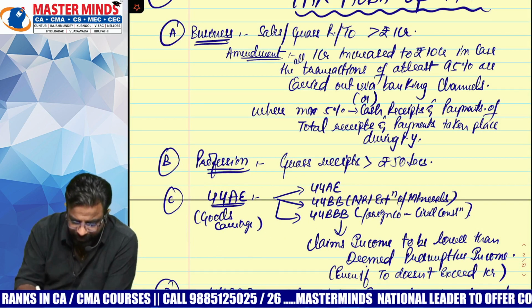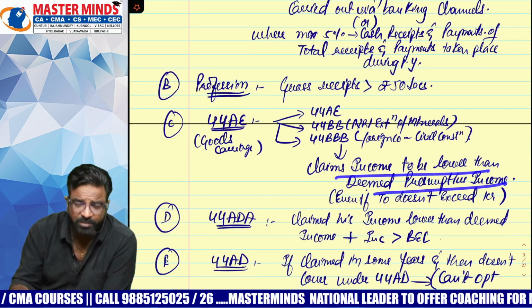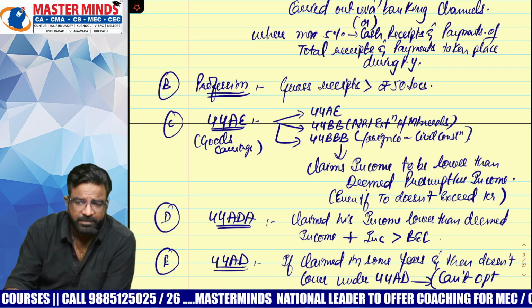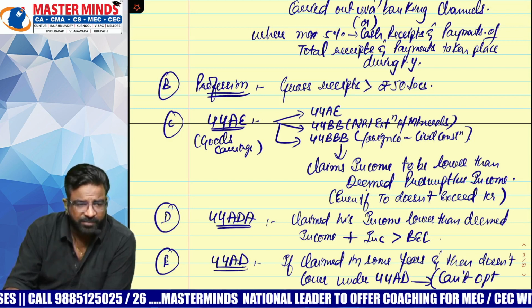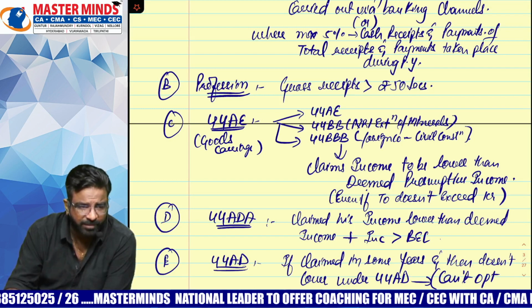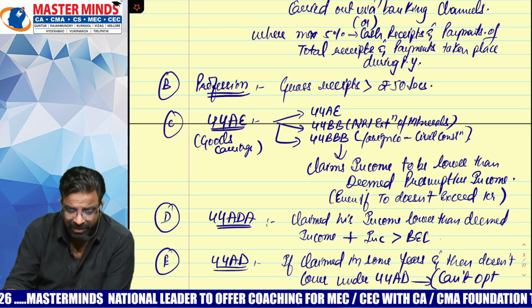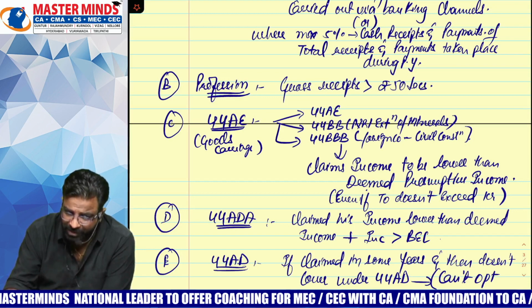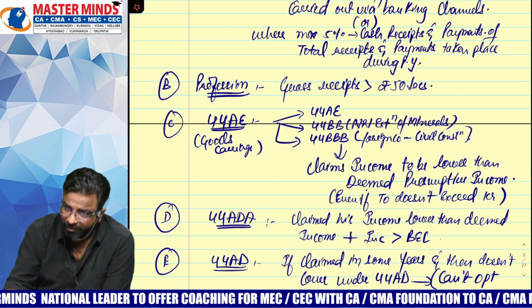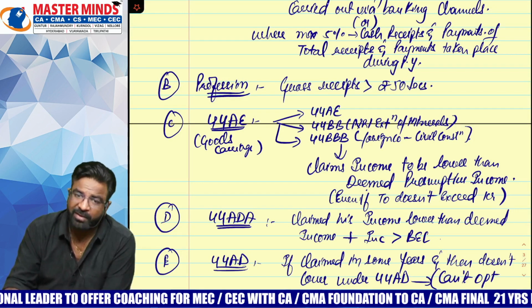44AE goods carriage में, 44AE BB के केस में, claims income to be lower than deemed presumptive. What do you mean by presumptive income, by the way? When you are giving a set percentage of income to be declared on which tax will be applicable, it means you need not prepare the books of accounts. But in case you are claiming that my income is less than what? Presumptive income. In that case, you may get what? Audit.